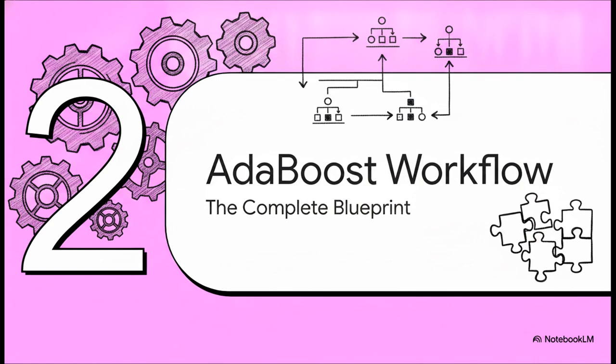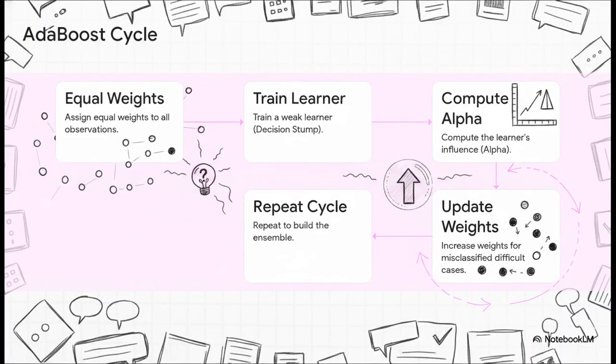Moving right along to section 2, AdaBoost, start to finish, the complete blueprint. So, how does this actually come together? Well, this sequential cycle is the absolute heart of AdaBoost. It kicks off by treating every single piece of data equally. Then, it trains a simple weak learner. Based on how well that learner performs, the algorithm calculates an alpha score, which is basically a measure of trust. How much influence should this specific learner get?